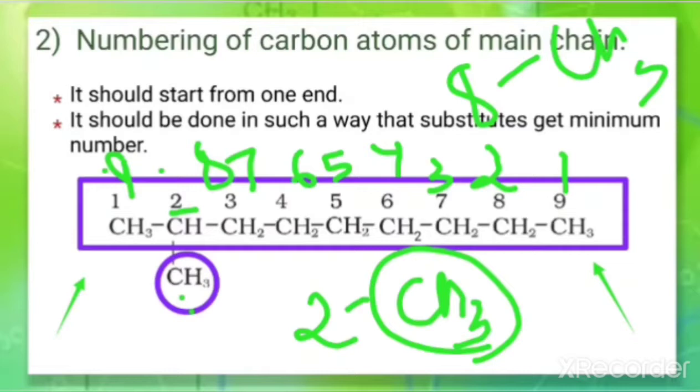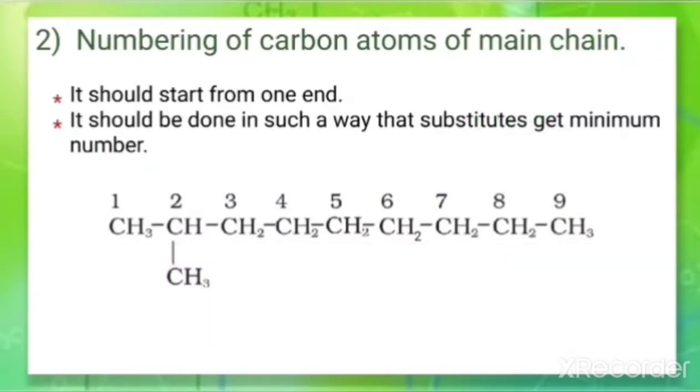So try both ends. The end in which the substituent gets the minimum number is the right way of numbering the chain. Here when you count from the left hand side, the position of the methyl group is the second position. But from the right hand side, the position of the methyl group is the 8th position. Which is the minimum? That is 2. So starting the numbering from the left hand side is the suitable one. That is the second rule: if there is a substituent, we have to always start the numbering from the side from where the substituent gets the minimum number. That is the second rule to follow while numbering.